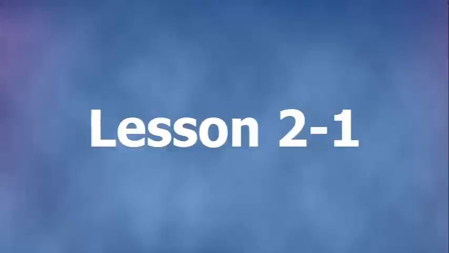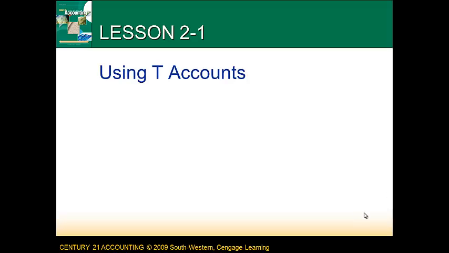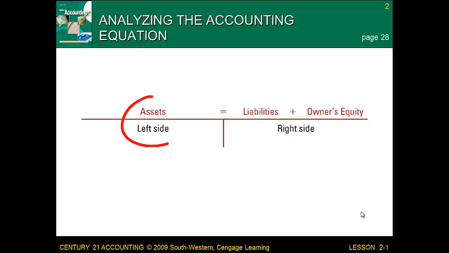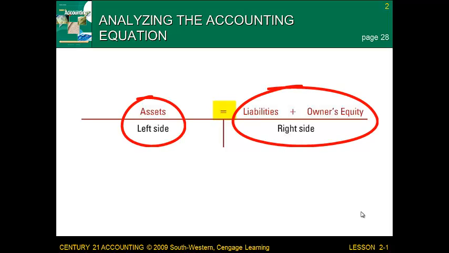Lesson 2.1 from your textbook. This lesson addresses using T accounts in accounting transactions. As we've learned in class, we have an accounting equation that everything in accounting is based off of. Assets must equal liabilities plus owner's equity.